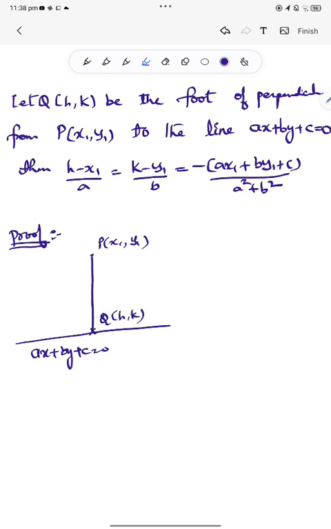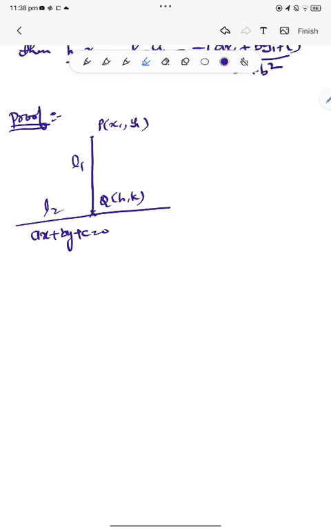We have one formula to be proved here, that is (h − x1)/a = (k − y1)/b = −(ax1 + by1 + c)/(a² + b²). First of all, you can see in the diagram that we have two lines L1 and L2 and they are perpendicular to each other. So first we will go with the slope of L1.